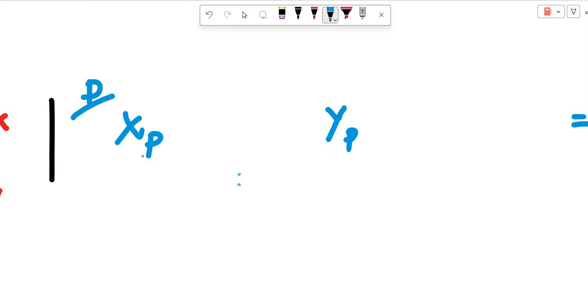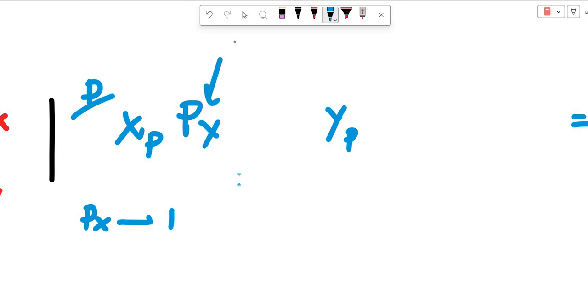So if we are to buy XP units, then we have to pay PX for every unit. PX is the cost of 1 unit of X. So XP units will cost XP into PX, right?